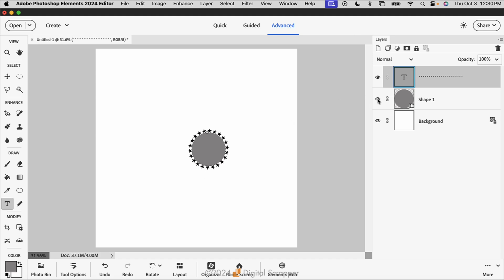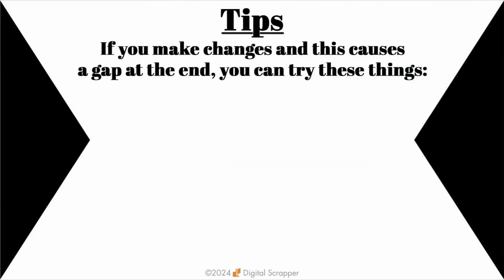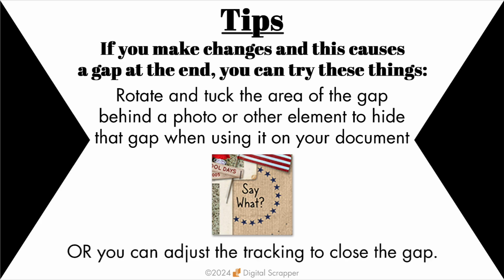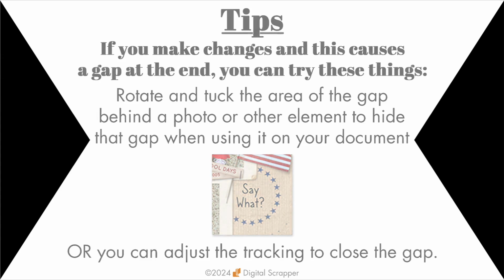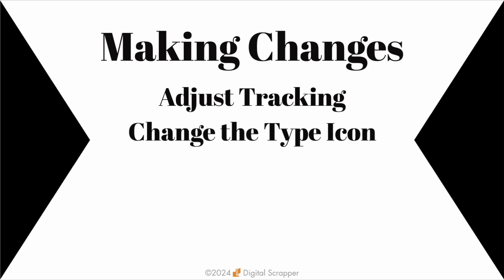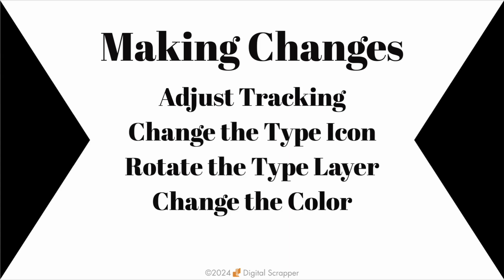In the Layers panel, click on the visibility icon of the circle layer to hide it. Making changes to the shape, the font, or the size of either one will yield different results. If you make changes and this causes a gap at the end of the line of type, you can try these things. Rotate and tuck the area of the gap behind a photo or other element to hide that gap when using it on your document like I've done here in this example. Or you can adjust the tracking to close the gap. To find more information about how to adjust the tracking, how to change the type icon, how to rotate the type layer, or how to change the color of the type layer, please refer to the manual.